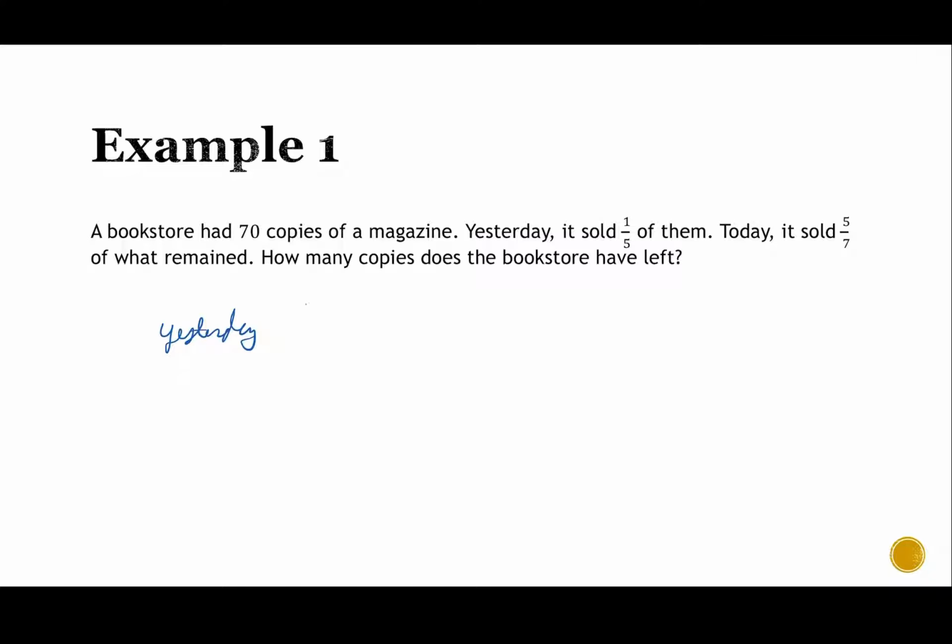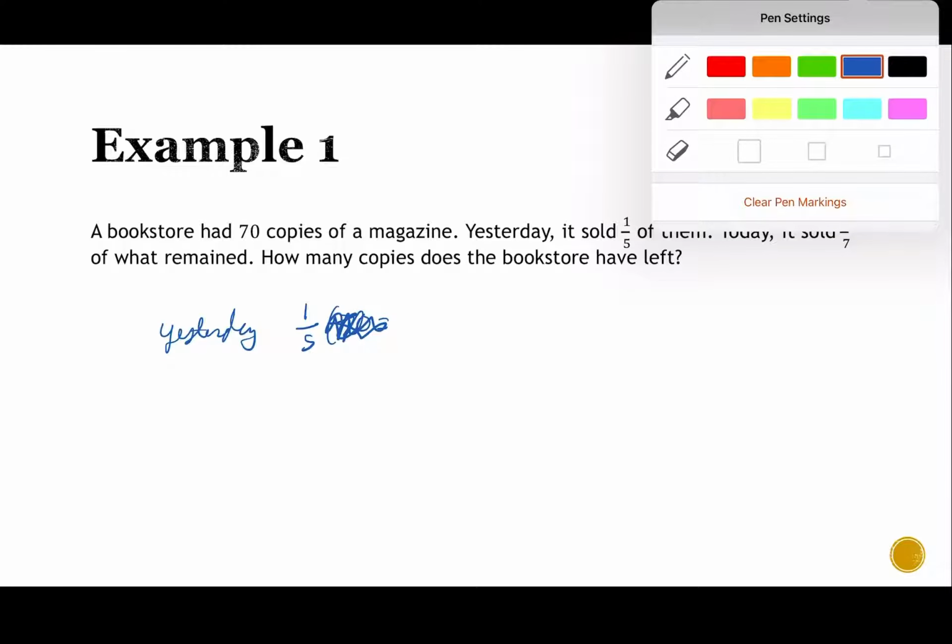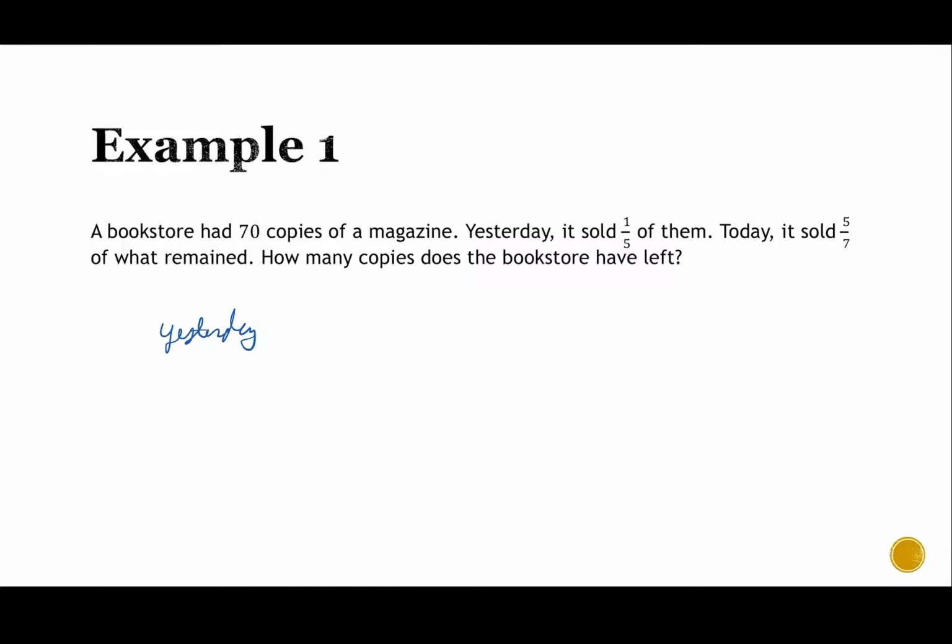I would have 1/5 of 70. We could write 70 as a fraction. Let me start over. One-fifth of 70 over 1. That gives me 70/5. Well, 70 divided by 5 is 14.